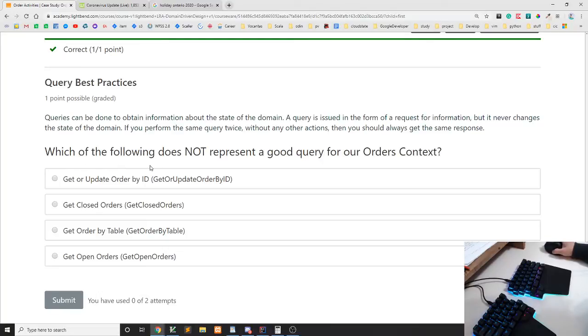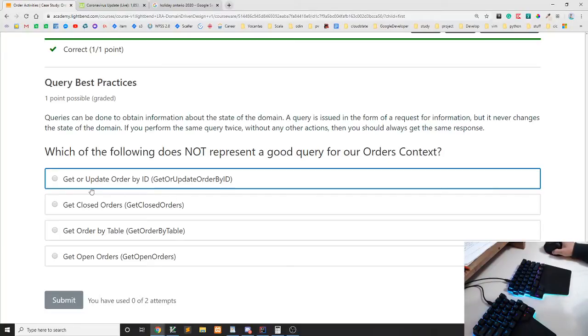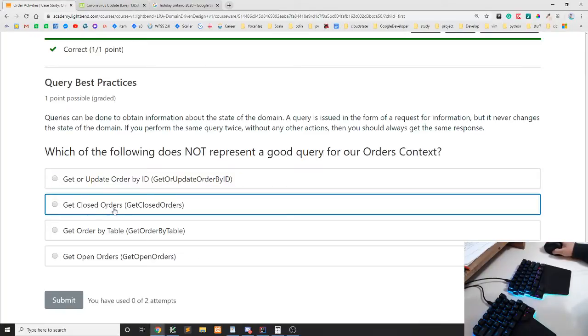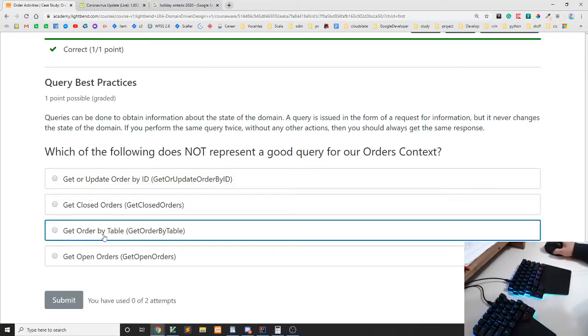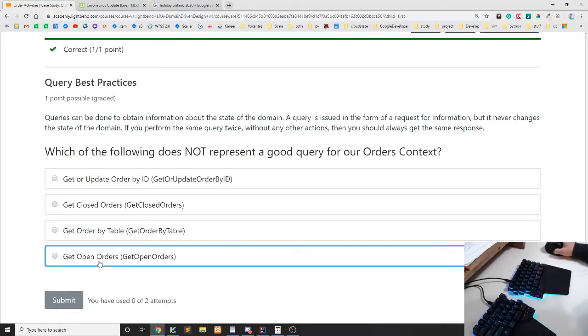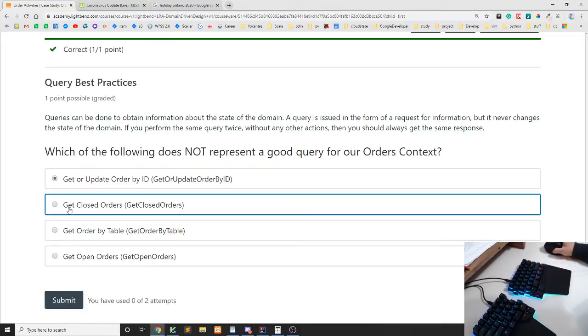Which of the following does not represent a good query for our orders context? Get or update order by ID. Get closed orders, okay. Get order by table. Get open orders, yes.